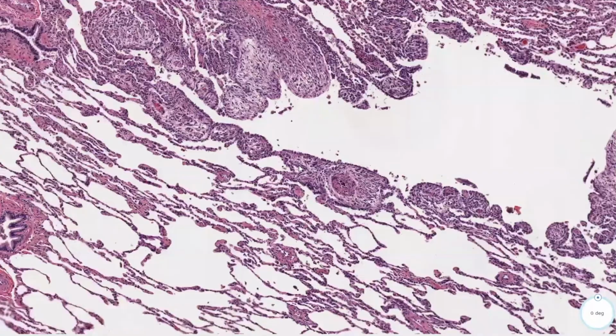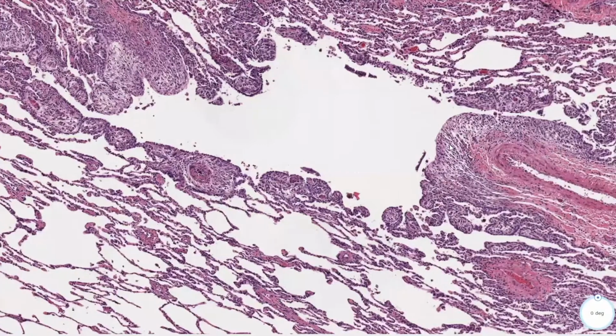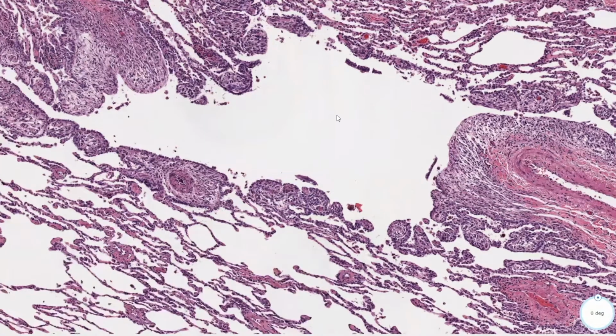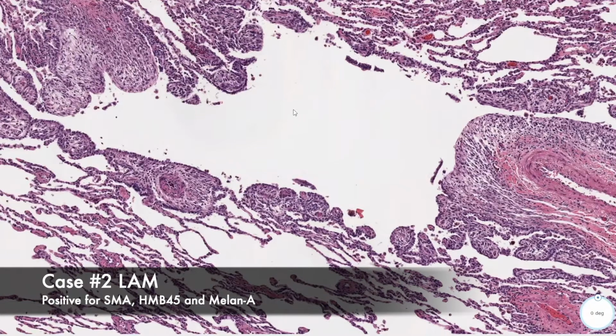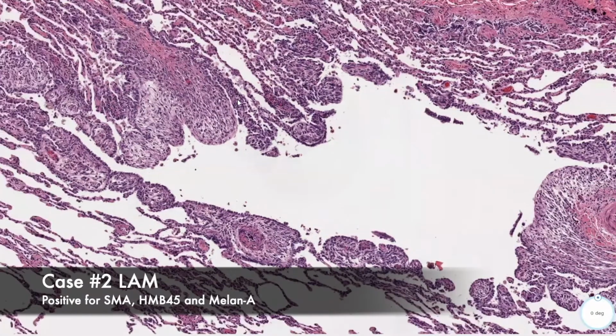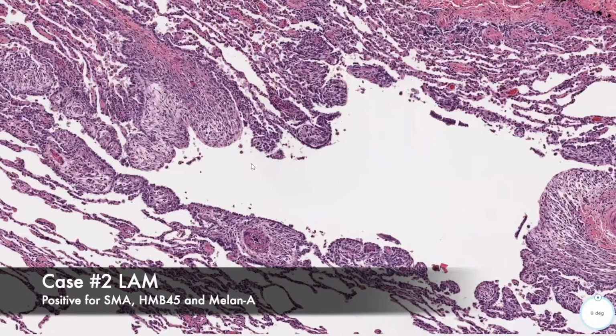So this proliferation of spindle cells underneath these thin-walled cysts should make you think of lymphangioleiomyomatosis or LAM. These cases have an interesting immunophenotype. They're typically strongly positive for smooth muscle markers, including smooth muscle actin, desmin, and vimentin. But they have this distinctive feature of immunoreactivity for HMB45 and Melan-A. So they're often put in the category of PEComa-like lesions or tumors.